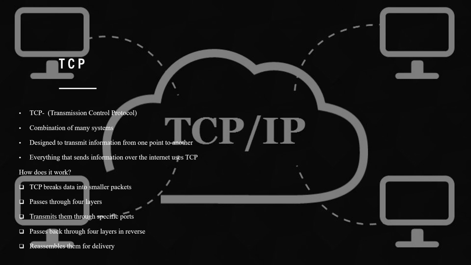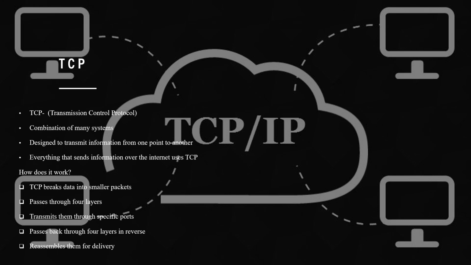Next up, I have 2 bonus content in addition to POP3 and IMAP. TCP, Transmission Control Protocol, also known as TCP for short. It's a combination of many systems. It is designed to transmit information from one point to another. Everything that sends information over the internet uses TCP. How does it work?